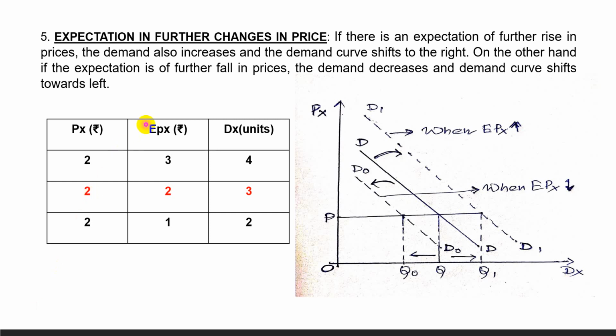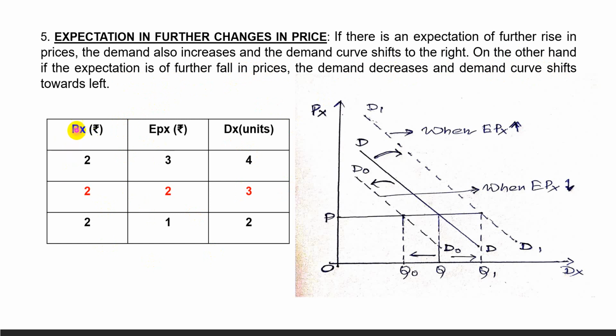Expectation of further change in price. If there is an expectation of further rise in prices, the demand also increases and the demand curve shifts to the right. On the other hand, if the expectation is of further fall in prices, the demand decreases and the demand curve shifts towards left. Now let us understand from this demand schedule.